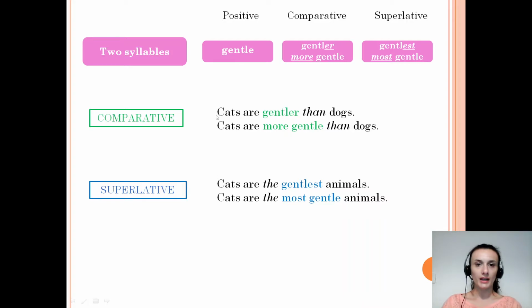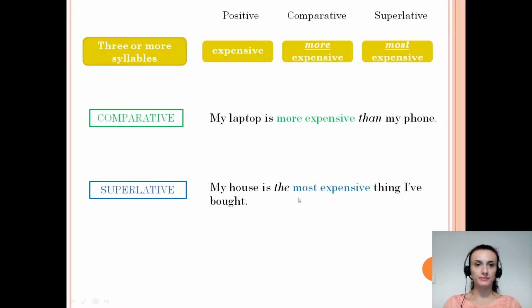Comparative. Cats are gentler than dogs. Or cats are more gentle than dogs. For superlative, cats are the gentlest animals. Or cats are the most gentle animals.